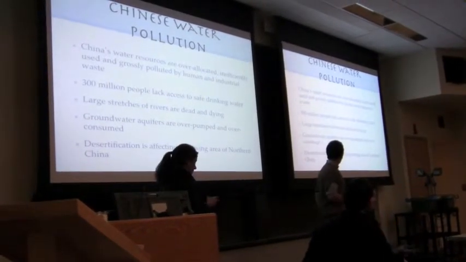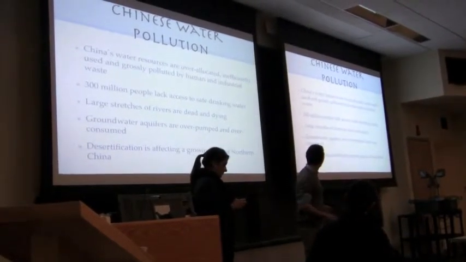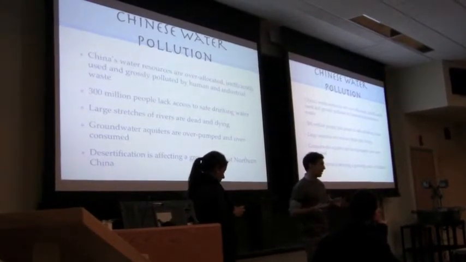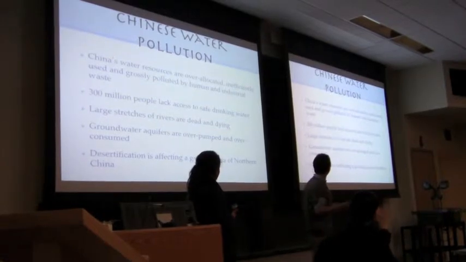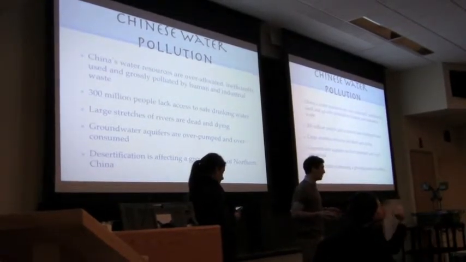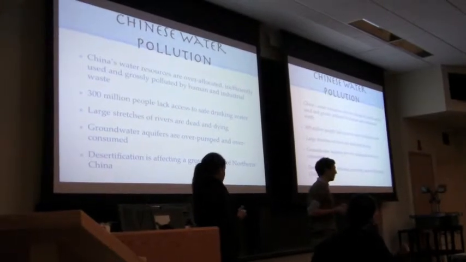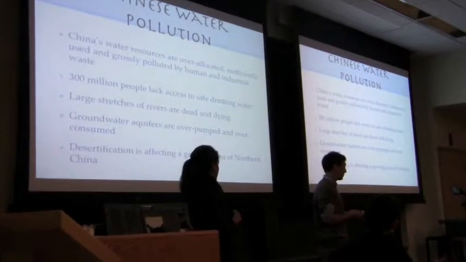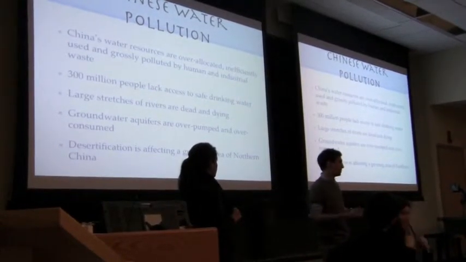A lot of the water is over-allocated. They try to use their rivers way too much for their own good. Most of the rivers in China are polluted, and they lack a lot of the environmental laws that protect rivers in other countries, like the U.S. and Europe.